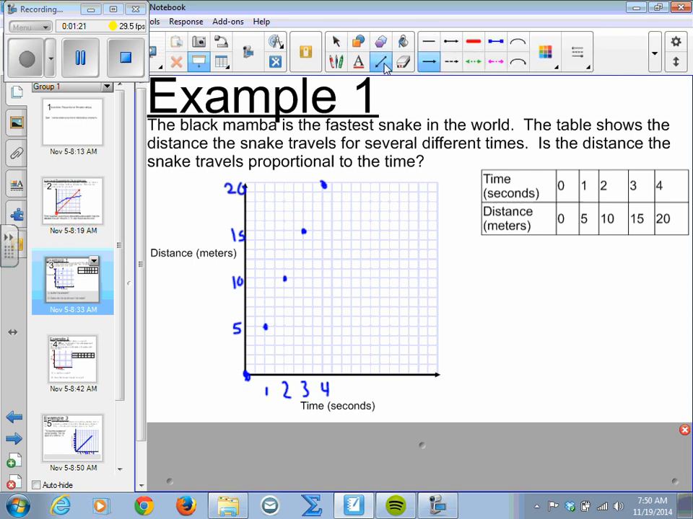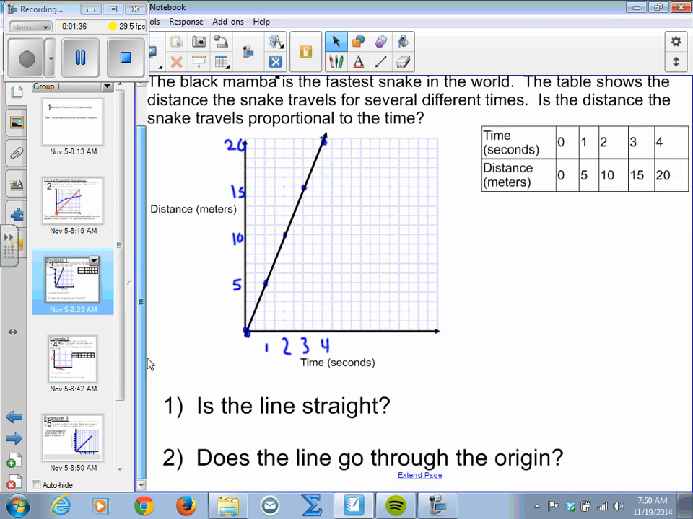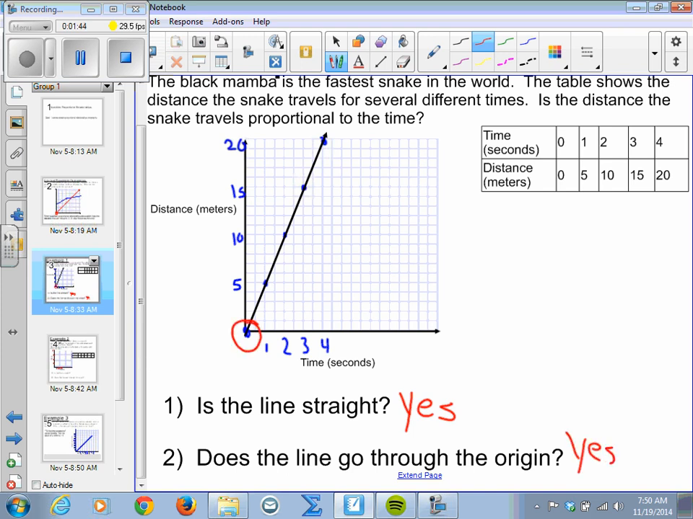We take our points and we connect them with a straight line if we can. Use a straight edge tool, ruler, anything that's straight. I'm a little bit off here. Let me just fix that. And we answer two questions. Is that line straight? Yes, it is. Does it go through the origin? Yes, it does. Therefore, this is a proportion.